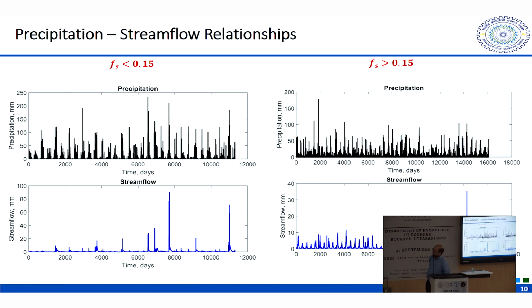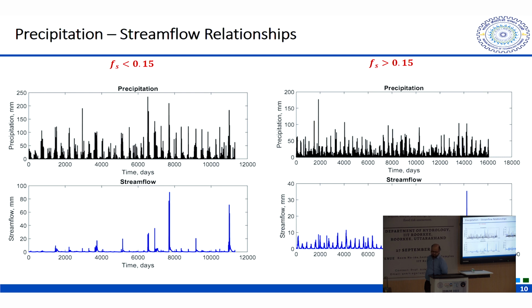The first column shows the precipitation and stream flow characteristics of a catchment from MOPEX, which is a US-based catchment data set, where the fraction of precipitation that falls as snow is less than 15%. It means that less than 15% of the precipitation falls as snow, and the rest is liquid water, that is rain. And the second column shows the precipitation and stream flow time series for another catchment of similar size, where more than 15% of precipitation is falling as snow.